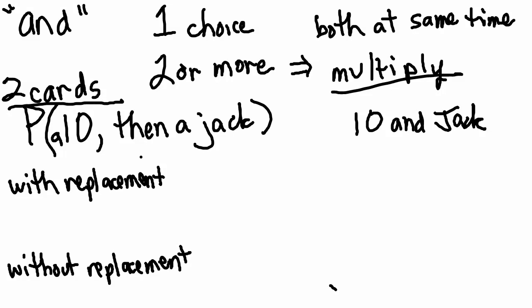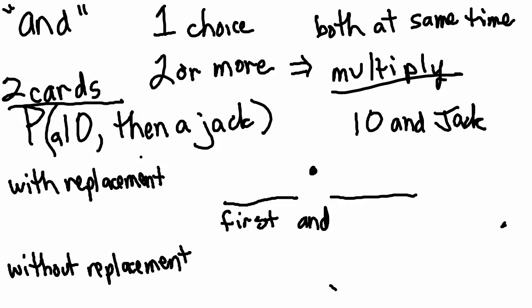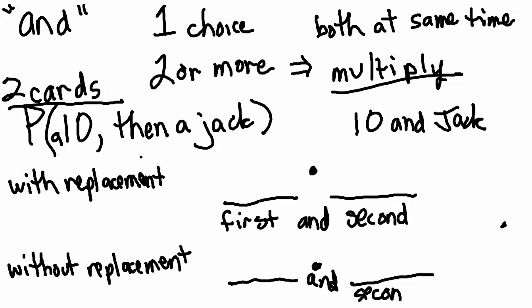Okay, so let's do it both ways. And I like to do it with fill in the blank. So I do 2 blanks because I'm doing 2 cards. So this is my first pick. And means multiply here, my second pick. And I do it the same for this one too. First, and means multiply my second pick. So I do them both the same way. The only difference is when I keep it, the sample set goes down by 1.